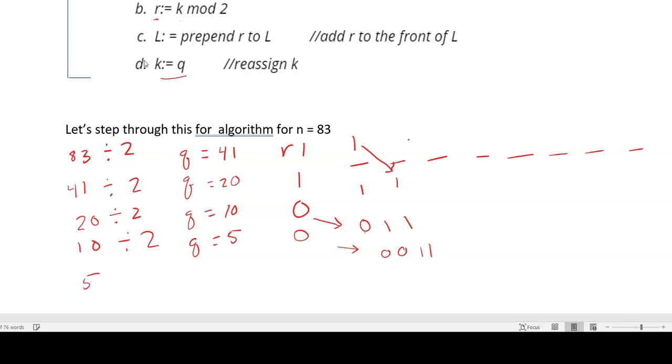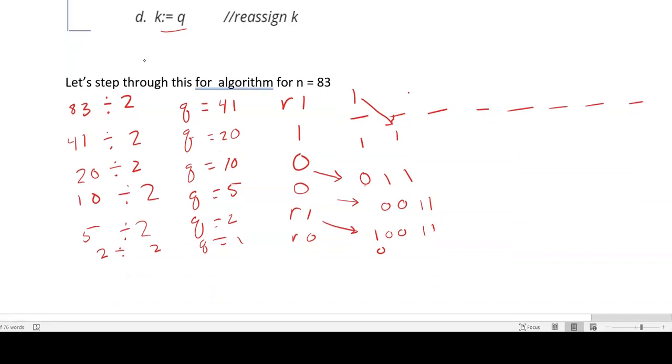I take the 5 and I divide it by 2. I get a quotient of 2 with a remainder of 1. So now I have 1, 0, 0, 1, 1. That one goes down there. And then when I take the quotient of 2 and divide it by 2, I get a 1 with a remainder of 0. So I get another 0. Let me move this down a little. 0, 1, 0, 0, 1, 1.